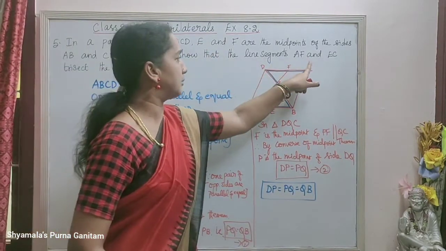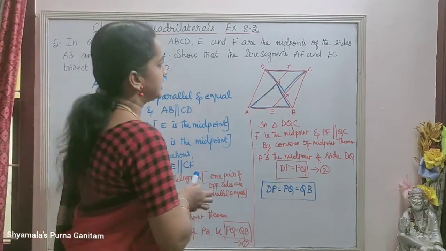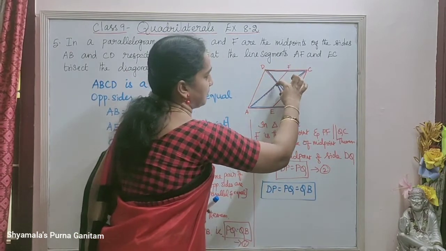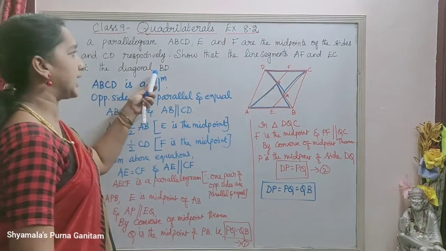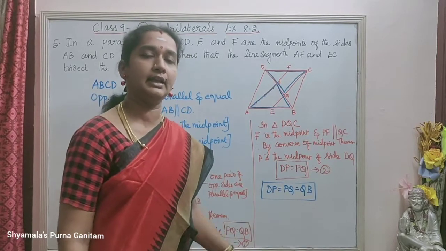Show that the line segments AF and EC trisect the diagonal BD. So this is the full length. Trisection means three parts are equal. That is BD. So AF and EC trisect the diagonal BD.